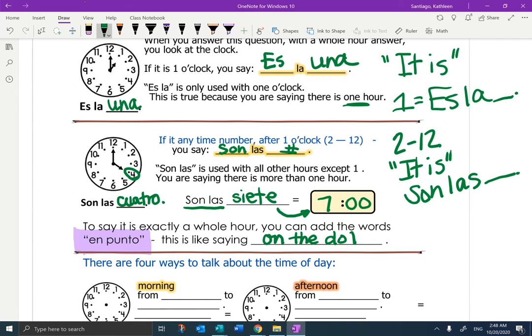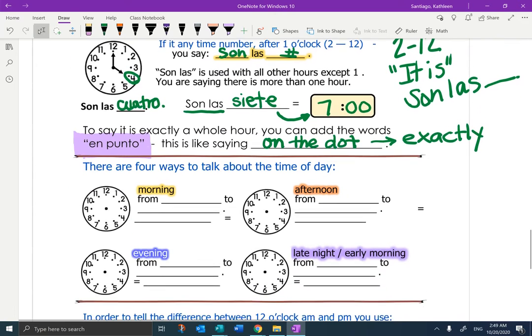On the dot. It's that idea of it is exactly 7 o'clock. So to say it is 7 o'clock on the dot, you just add the words en punto that I highlighted in light purple. So it is 7 o'clock on the dot. Son las 7 en punto. Son las 4 en punto. So en punto, on the dot.